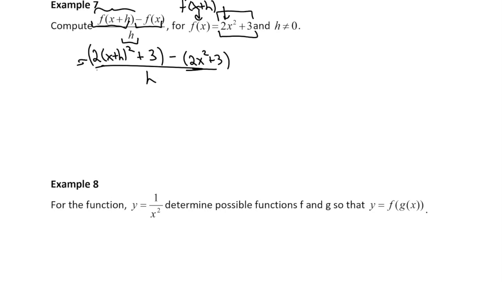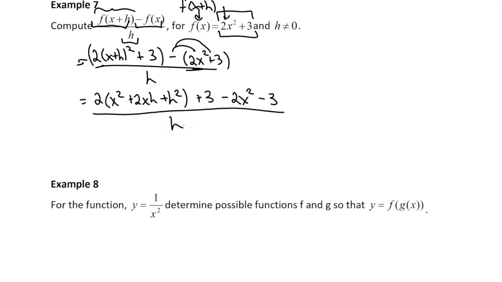So with all of this, now we want to expand and simplify it and see what we could do to put it in simplest terms. So this (x plus h) we need to FOIL out. So I'm just going to do that quickly and get x squared plus 2xh plus h squared, plus 3. And then this negative gets distributed through, so it'd be minus 2x squared minus 3 all over h. Now this 2 here gets expanded in, and we could say we have 2x squared plus 4xh plus 2h squared plus 3 minus 2x squared minus 3.